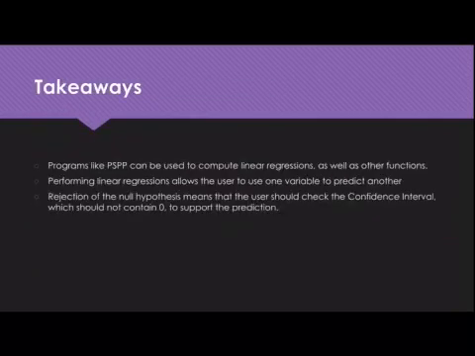For takeaways, you can rest assured that programs like PSPP can be used to compute linear regressions as well as other functions. So our mathematical questioning becomes simpler to determine our results. Performing our linear regressions allows a user to use one variable to predict another one. If you reject the null hypothesis, then the user should also check for the confidence interval, which should not contain 0, to support our prediction.